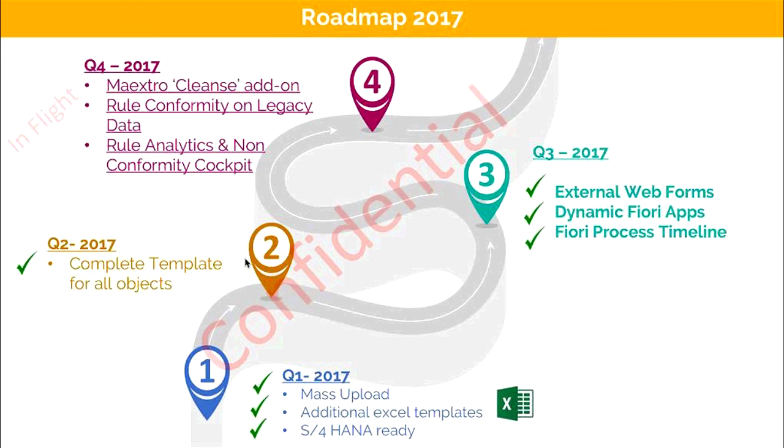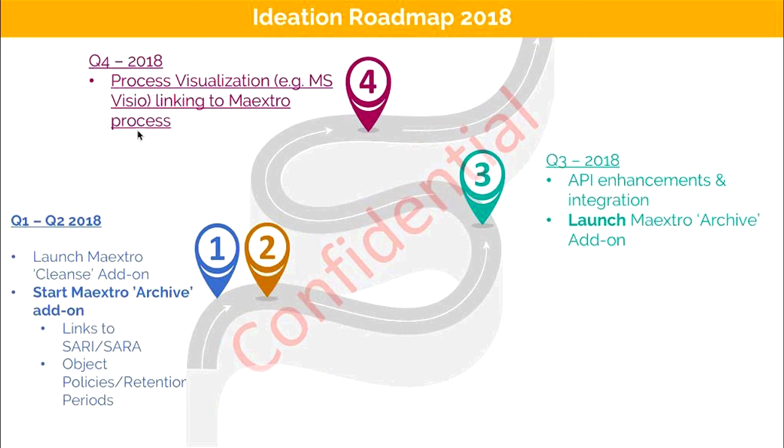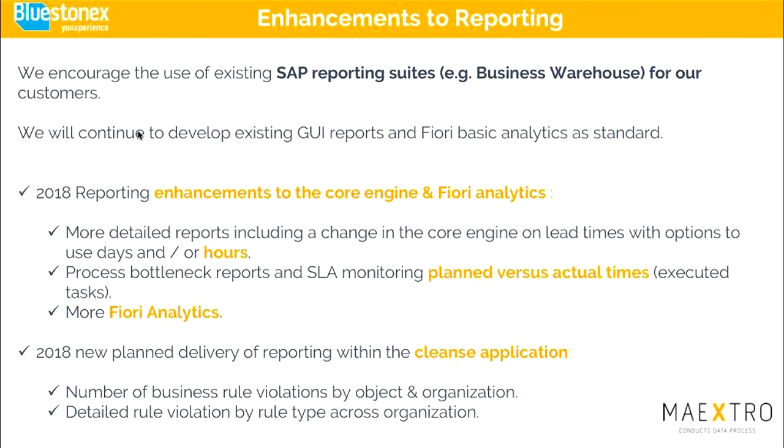In terms of the roadmap, I think we've touched on a lot of it. We are now getting the Cleanse app ready for ramp up to customers, so that should be delivered by March. Following on from that, we then start on Archive. We've already done quite a bit of work around APIs and integration into other software, Salesforce being a classic example. We've got some new enhancements to reporting.